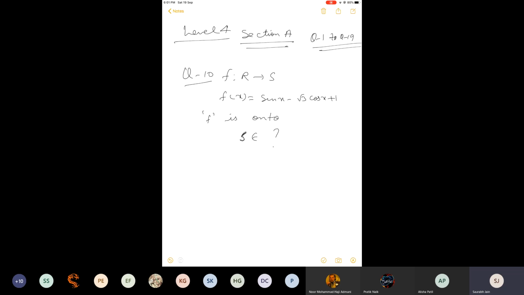The domain is R. R stands for the set of real numbers, whereas S is not a particular set. S is a name given to some set. In fact, it is the codomain of the given function. It is onto, therefore it is the range also. So we just need to find the range of this function where x belongs to R.